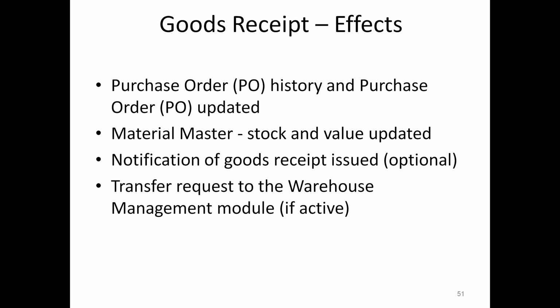Notification of goods received issued is basically an optional notification that you can send. Basically that, okay, I have received it. And a transfer request to the warehouse management module. That means if you have WM up and you have activated warehouse management for that particular storage location, what will happen is a transfer request is created, TR is created. That means now you can receive that material in the warehouse.